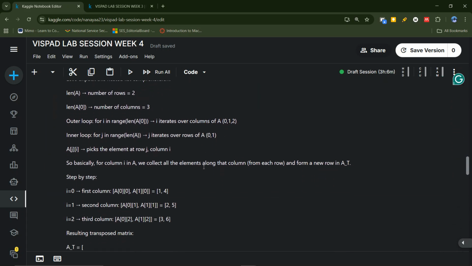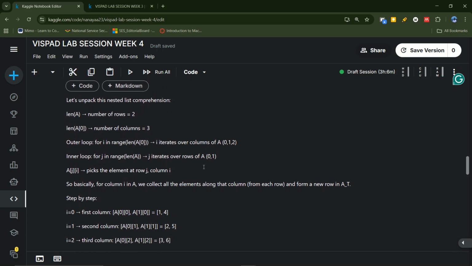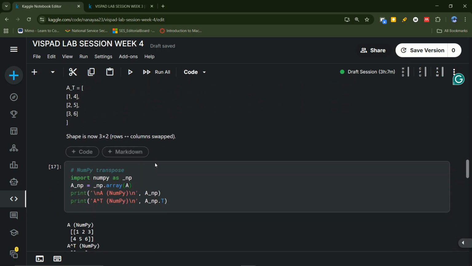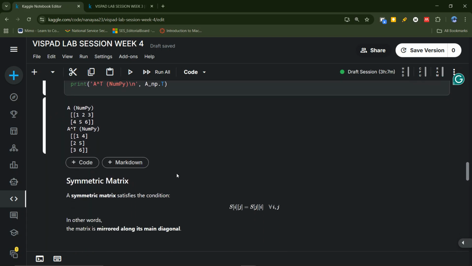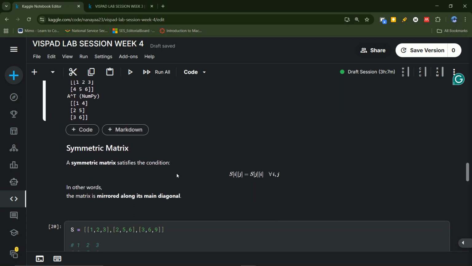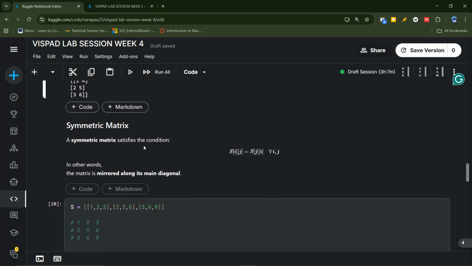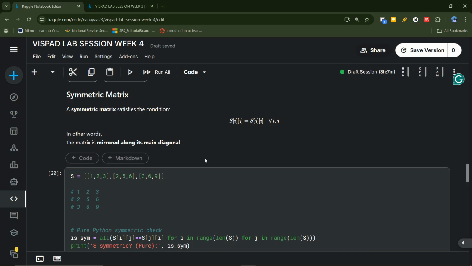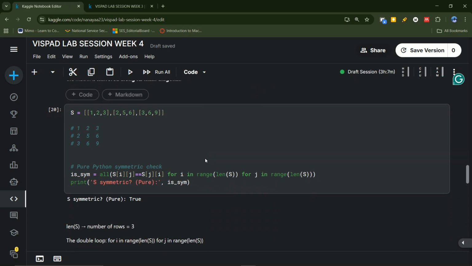So there's an explanation here that says, let's unpack this nested list comprehension, where len of A is the number of rows, which is 2. Len of A[0] is the number of columns, and so on. Then we have NumPy doing this. A symmetric matrix satisfies the condition where S_ij is equal to S_ji. In other words, the matrix is mirrored along its main diagonal.